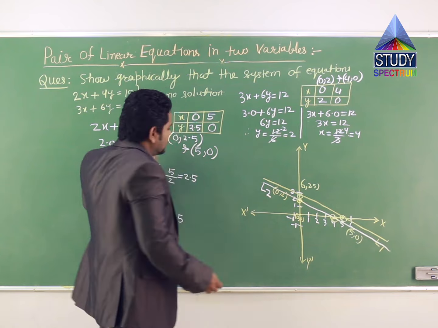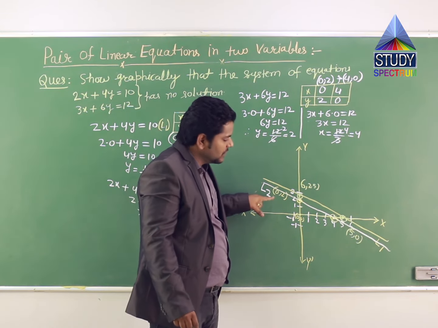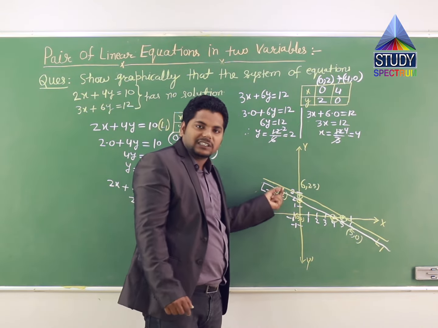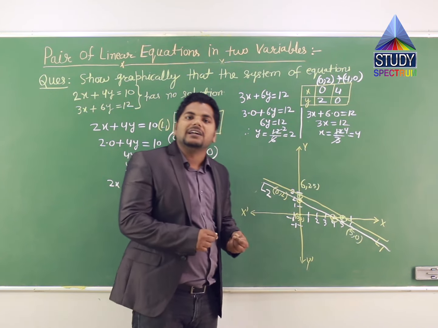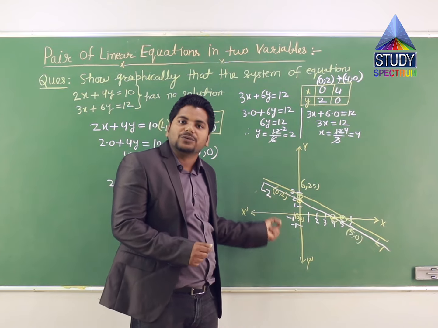So we have just shown graphically here, we have just drawn each of the linear equations graphically, and we can clearly observe here both lines are parallel to each other, so we will get no solution.